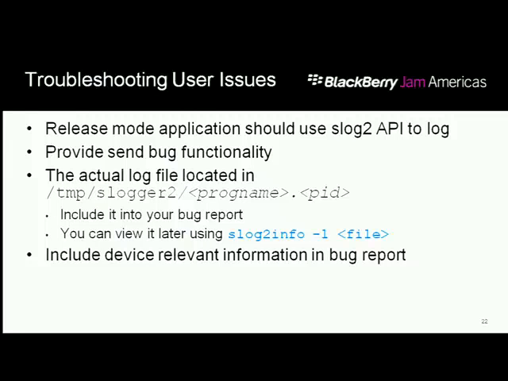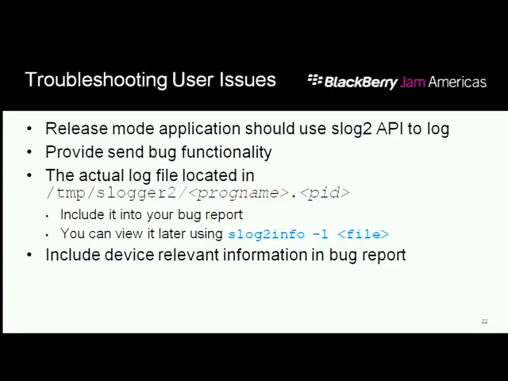One thing that developers sometimes struggle with is troubleshooting user issues once they've already released their application. The slog2 API actually helps with that, in that there's an easy logging method for release mode applications. And what we're recommending is that applications provide a send-bug functionality in their application, which then takes the slog2 info and sends it to you in the event that the user has a complaint about the application or such. You can do that.